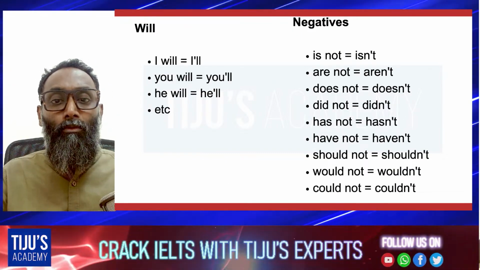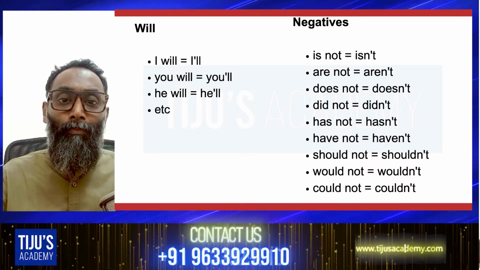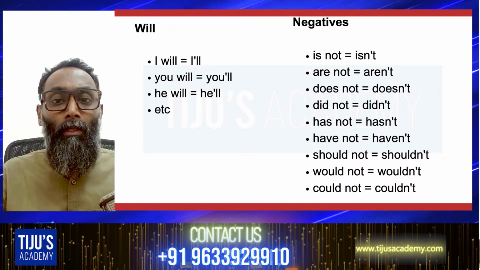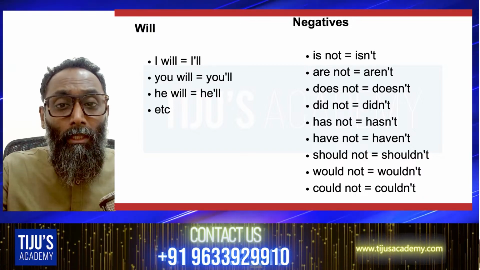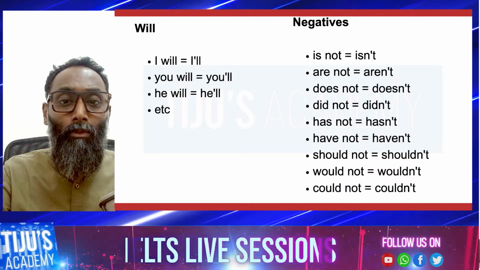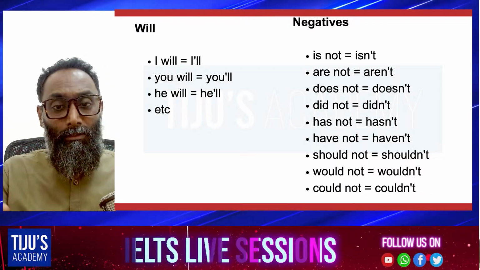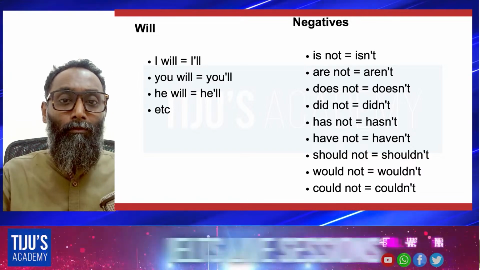I will go to my aunt's house tomorrow. I'll go to my aunt's house tomorrow. You will. We don't say the full form; you'll swallow the W and you'll just say you will. He will, he'll, etc. So those are a few examples for will.